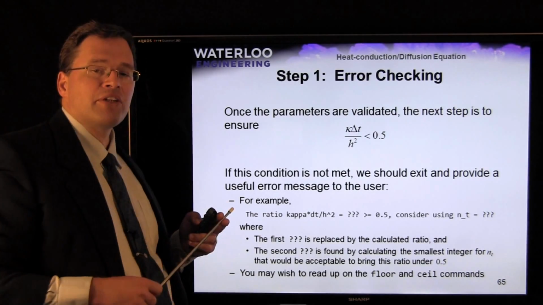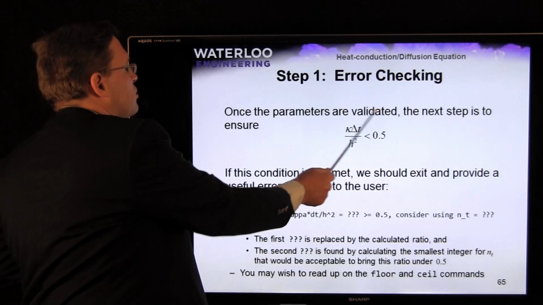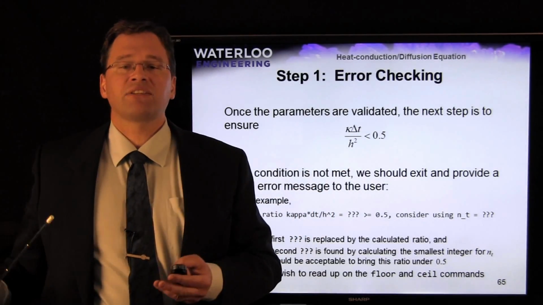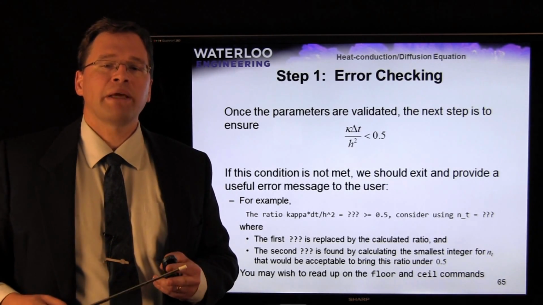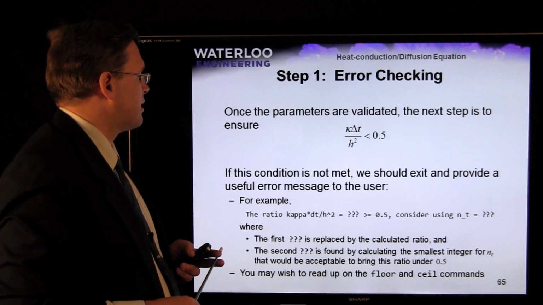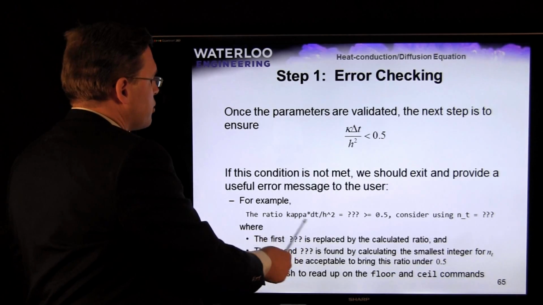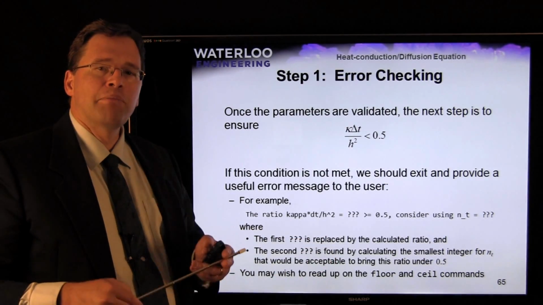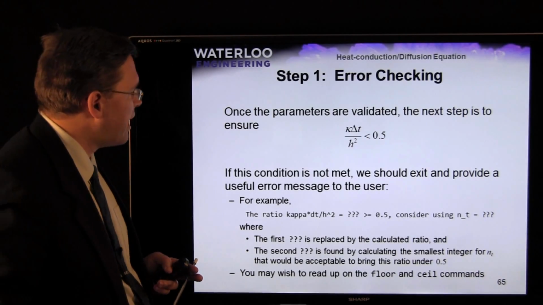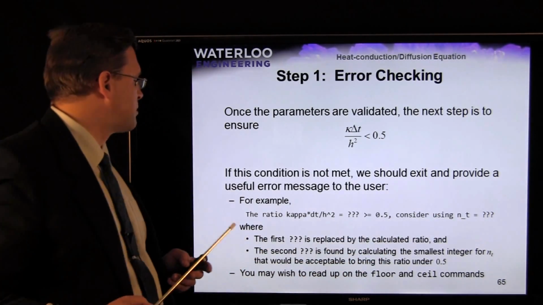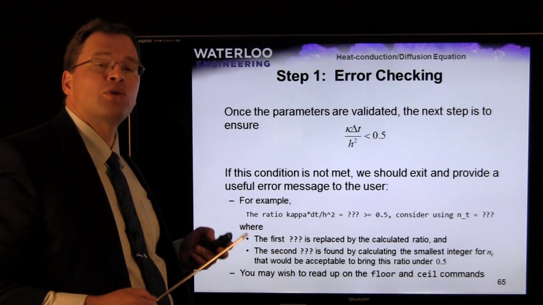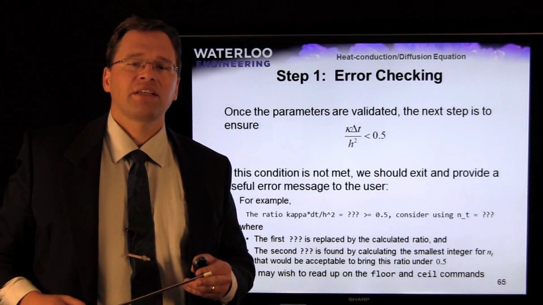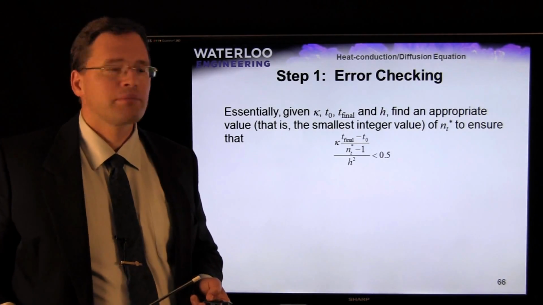So in writing your function, the first thing you're going to do is you're going to have to make sure that kappa delta t over h squared is less than 0.5. And if that's not true, you're going to have to send an error message. So you might say, hey, your ratio is something that's greater than or equal to 0.5. Now, being a good user, you should actually tell the user, hey, how about considering a different value of n sub t? The question is, what value of n sub t should you use? And more importantly, how do you display that to the user?